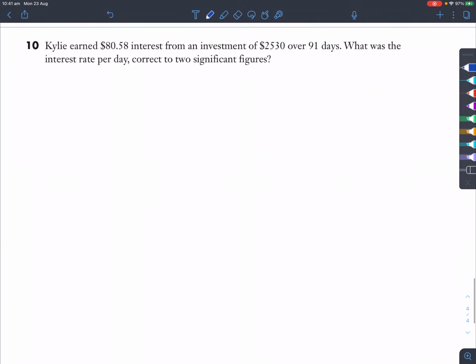Now, question 10 says, Kylie earned this much interest from an investment of $2,530 for 91 days. What was the interest rate per day correct to 2 significant figures? So now we've got I equals PRN, where this is already our interest. This investment here is what we put in the bank. That's P. Now N here is 91 days.